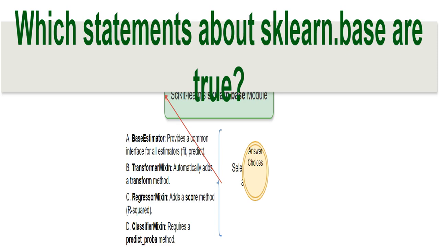This statement says that base estimator in SKlearn provides a consistent way to interact with all the different estimators. It's like having a standard set of tools for all the machine learning models. It doesn't force every estimator to have fit and predict methods, but it makes it a strong expectation. That's crucial for predictable behavior within SKlearn. So, I think it's a true statement.